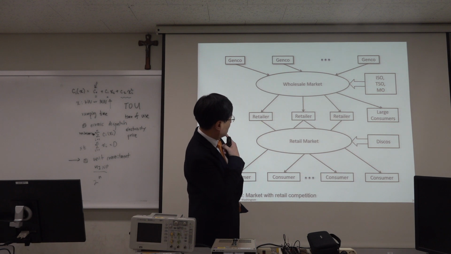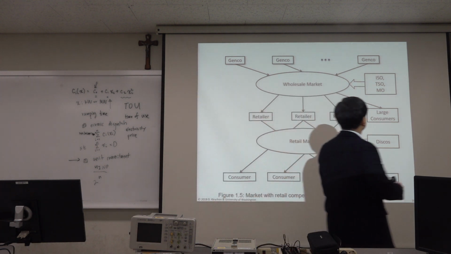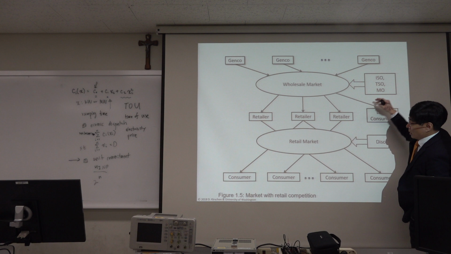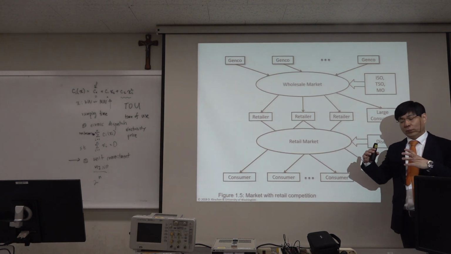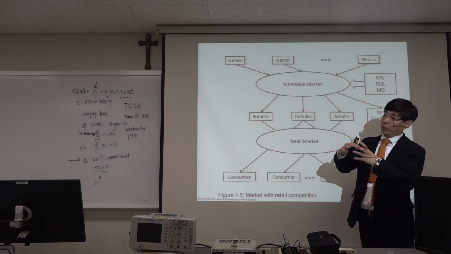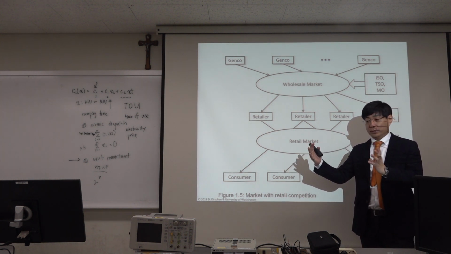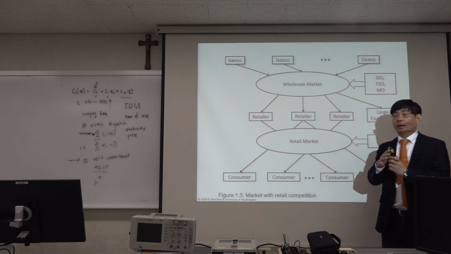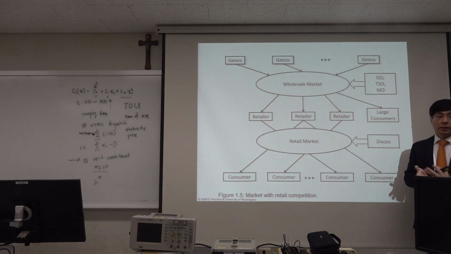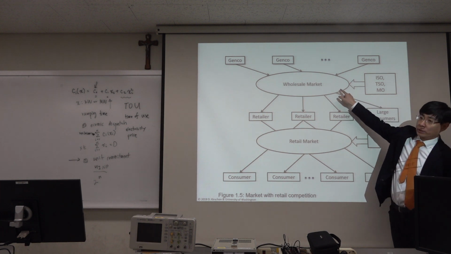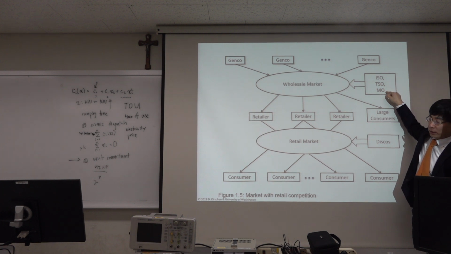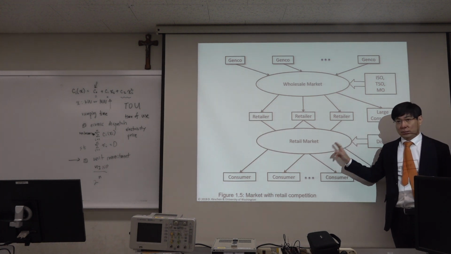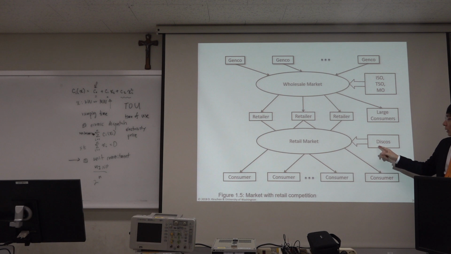And the interesting thing is ISO, TSO, and MO. This figure is about market structure, but when we talk about power system economics, of course we have a market, but this should be a physical power system, right? So there are some entities who manage the networks. In the case of a transmission network, ISO or TSO or MO can manage that. In the case of a distribution network, that should be managed by distribution companies.